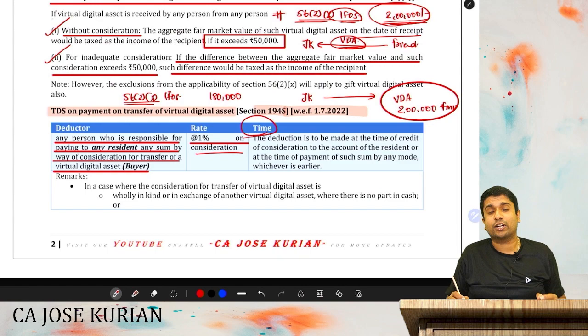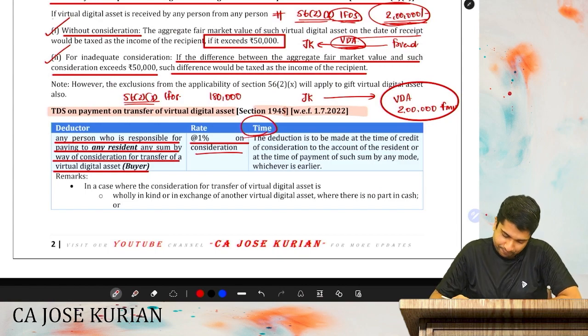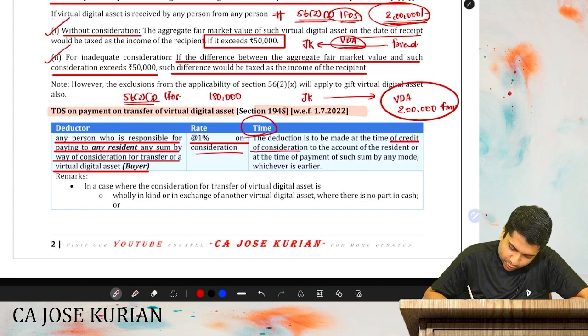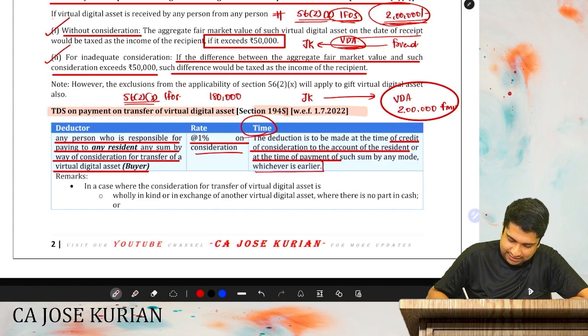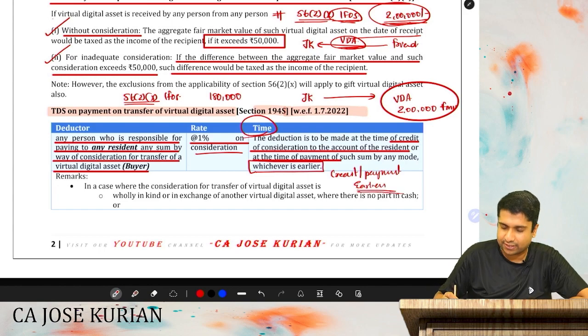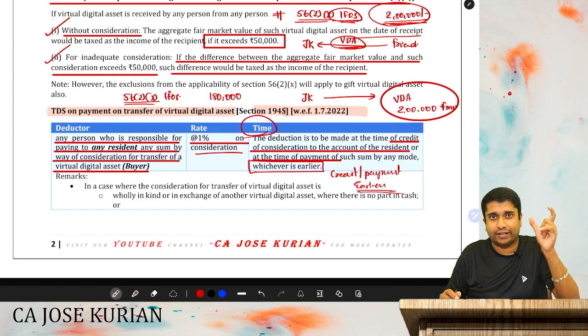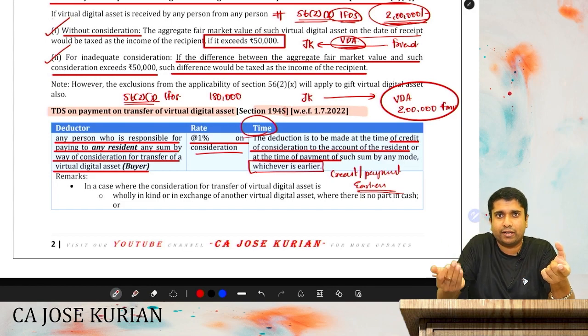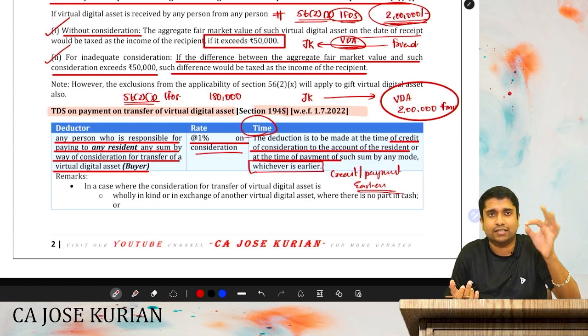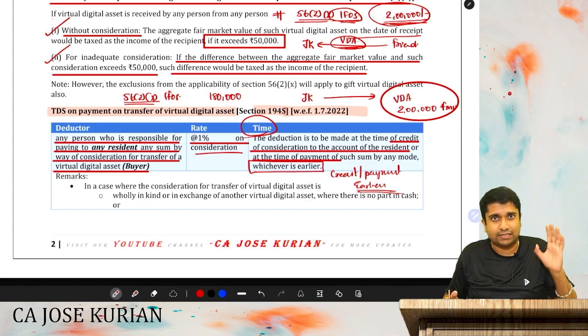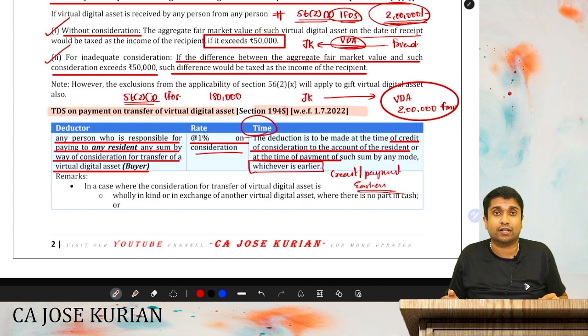Now, at what time are you required to deduct TDS? Let's understand. They say TDS is required to be deducted at the time of credit of consideration to the account of the resident or at the time of payment of such sum, whichever is earlier. What do you mean by credit or payment, whichever is earlier? The moment when the buyer puts a credit entry in his books of accounts or the moment he makes the payment, whichever event happens first, that is the time of deduction. At that time, you are required to deduct 1% on the actual consideration as TDS.